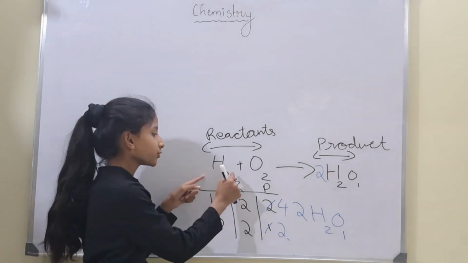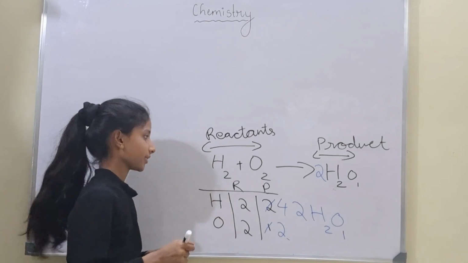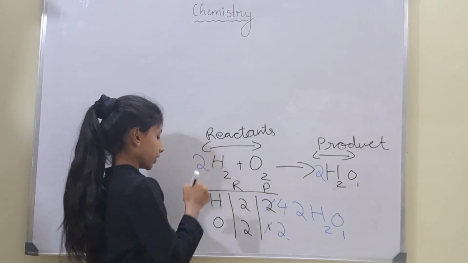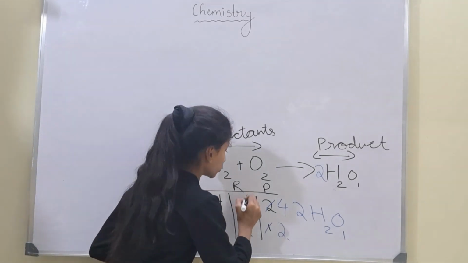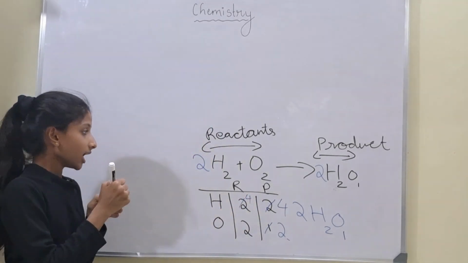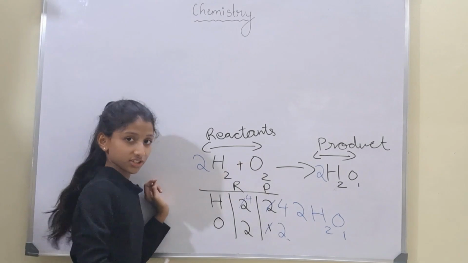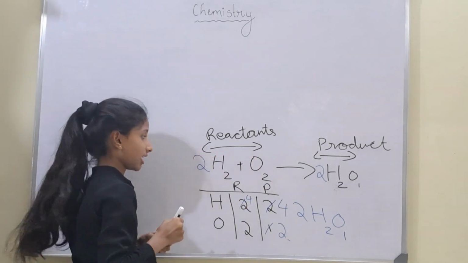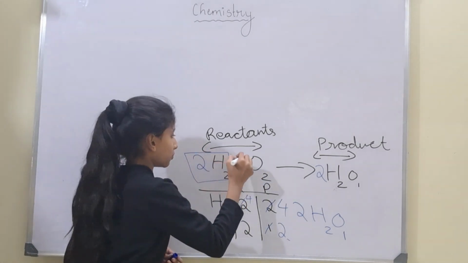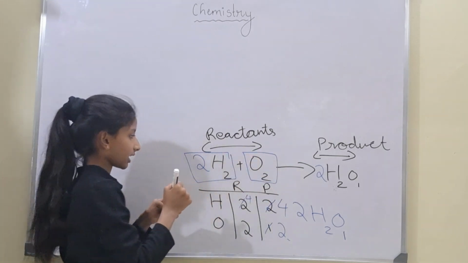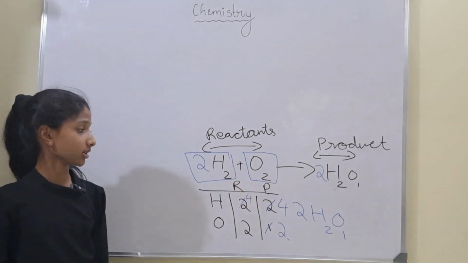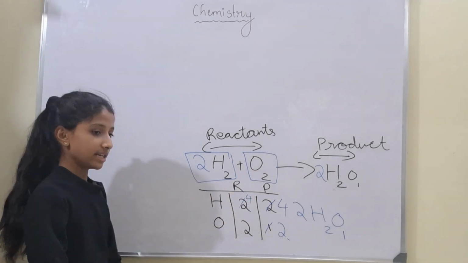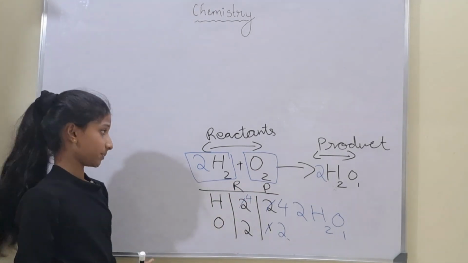No. So, we have to change this 2 into 4. I will write 2 in front of it again. 2 times 2 gives you 4. Now I don't need to multiply with oxygen, as they are separate. See, this is one element and this is another element. As they are separate, I don't need to multiply 2 with the subscript of oxygen. Now it's a balanced equation.